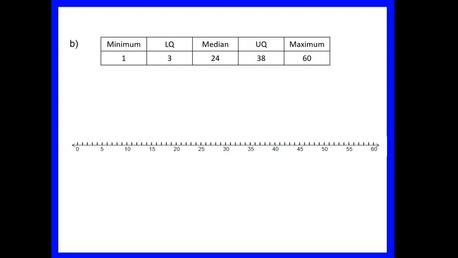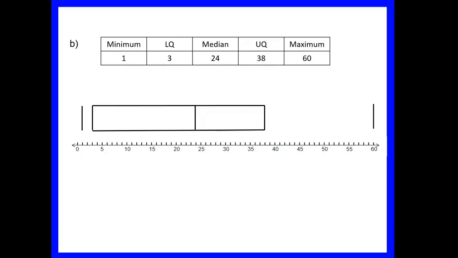We draw our 5 short vertical lines. So we've got 1, then 3, 24, 38 and 60. We're going to draw our box between our lower quartile and our upper quartile, leaving our median inside the box. I'm going to draw our whiskers to the minimum and the maximum values, and that is our box plot.